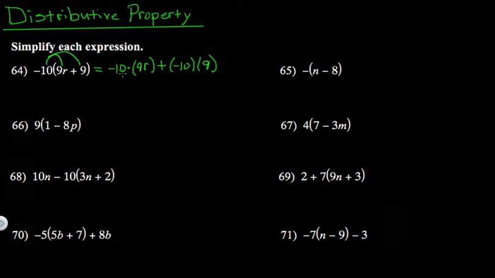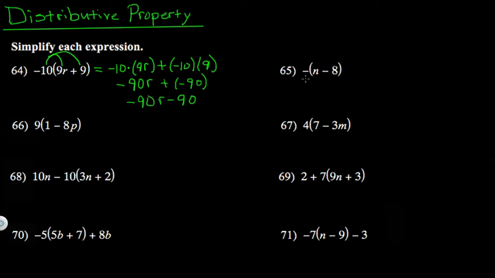So now I simplify. Negative 10 times 9r is negative 90r. And negative 10 times 9 is negative 90. So this is plus negative 90. And this is essentially like saying negative 90r minus 90. And that is it. So we have essentially expanded this expression using the distributive property. Let's look at another example.